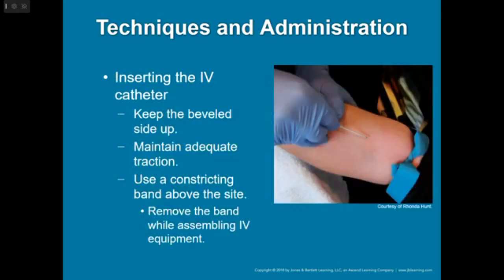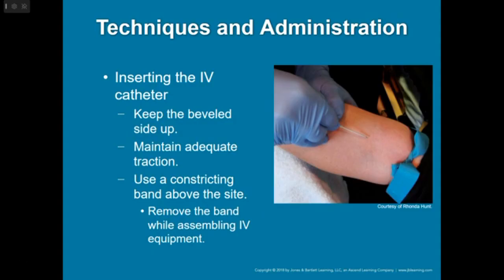Okay? Keep the bevel side up whenever you're starting an IV. Sharp point towards the patient. Maintain adequate traction. So that person there in that picture is right-handed. He's holding that IV catheter with his dominant hand. One finger on each side, his thumb and middle finger on each side of the IV catheter, and then his index finger is going to be pushing or advancing that catheter into the skin. And then he's holding traction. He's gripping around that arm to hold traction down so that his veins don't roll.